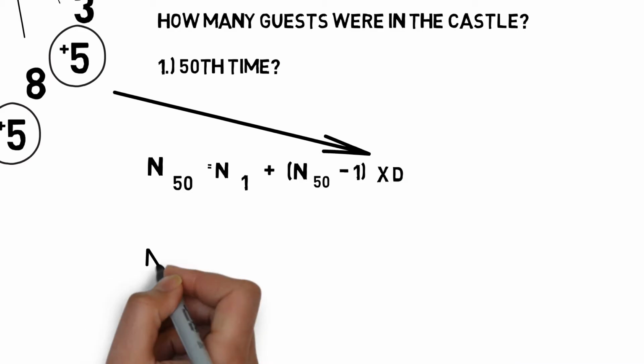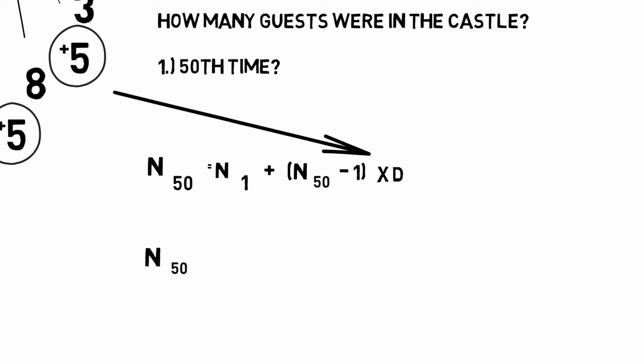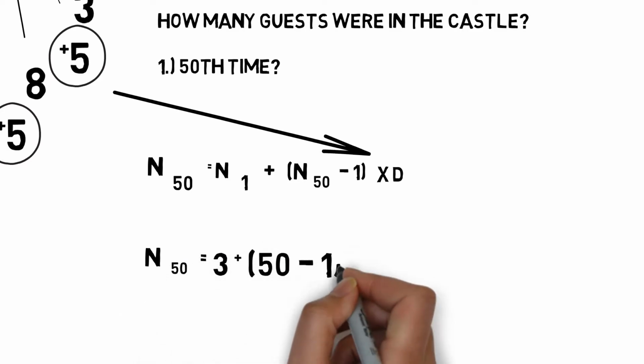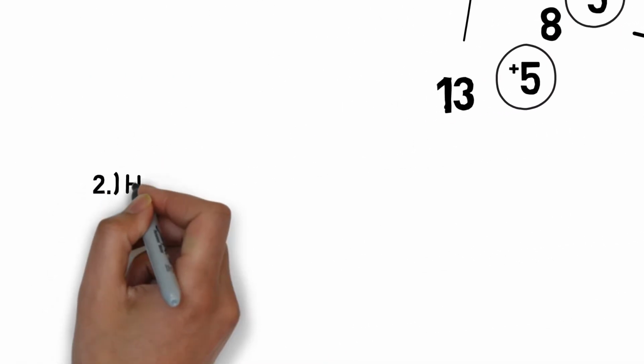All right, let's put in some numbers. So the first time, 3 people walked in, plus 50 minus 1 is 49, times 5. So we put in our numbers. So that means 248 people walk into the castle on the 50th time the drawbridge goes down. Okay, that was only the first part of our problem.